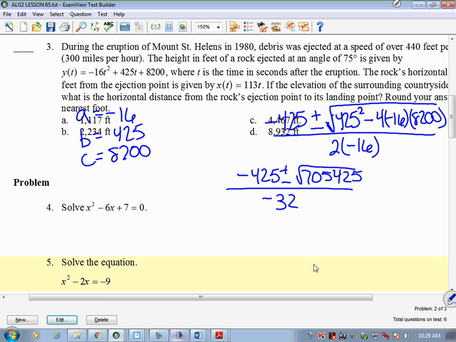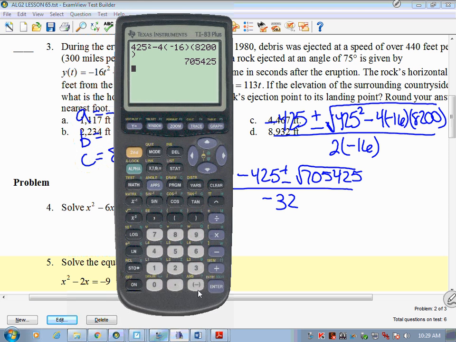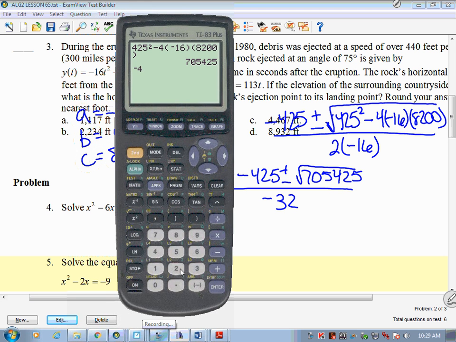So let's do that. Negative 425 minus the square root of 705425. Notice that I get negative 1,264.89, and so on and so forth, and we're going to divide that by negative 32. So what do I get? Let's see what it is. Somehow I did not wind up with the answer that they got.